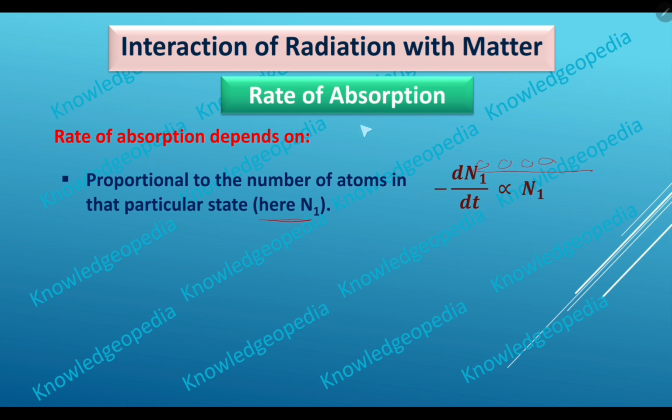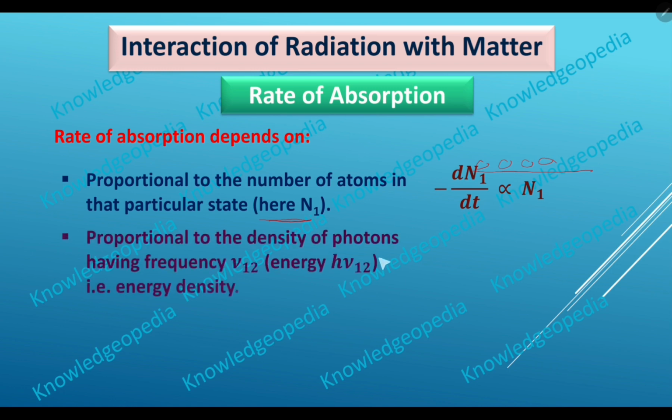Further, this absorption takes place whenever we are incidenting some radiation or photon on the metal. So if we incident more photons, then the probability of transition from ground state to higher state will increase. That means it is directly proportional to the density of photons having frequency nu12 and energy h nu12. That is also what we can call the energy density.